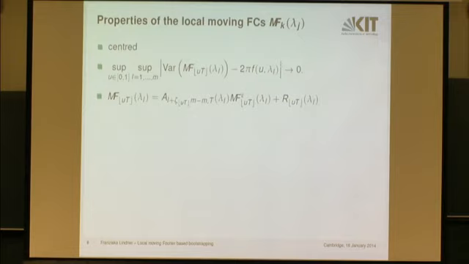We also derived that very neat relation between the local moving Fourier coefficient of the locally stationary time series and the coefficient of the generating IID white noise of the time series, plus some remainder, but this remainder goes to 0 in L4, again uniformly in time and frequency. And if we additionally have this summability assumption of the coefficients of the stationary approximation, we even get a rate of 1 over m squared.